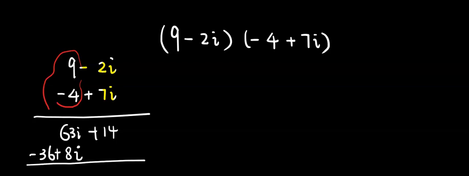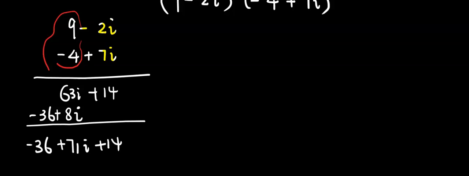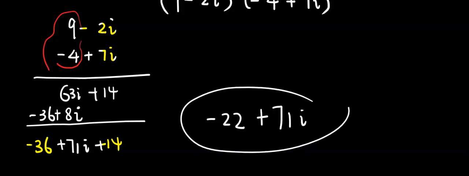Alright, I'm going to raise the board a little bit. Now we got the space. So negative 36, simply drop it down. And 63 plus 8, that is 71i and 14. And one last step, don't forget these two, we're going to combine like terms. We have negative 22 plus 71i. That is a beautiful answer.